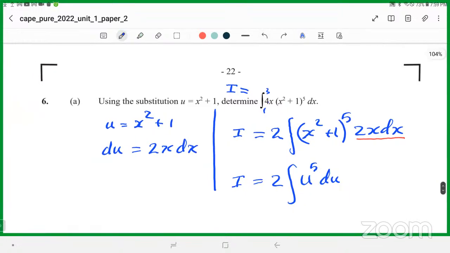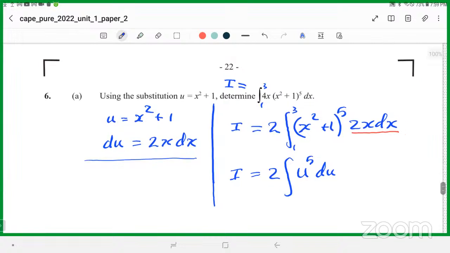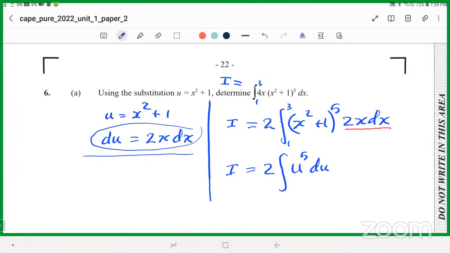So initially, the limits would come back on this line, 1 and 3. But I need to see what the corresponding values are over here as well. So this one is when x equals 1. When x equals 1, plug the 1 here, u is equal to 2. And when x equals 3 up here, plug the 3 here, u is equal to 10, because 3 squared plus 1 is 10.